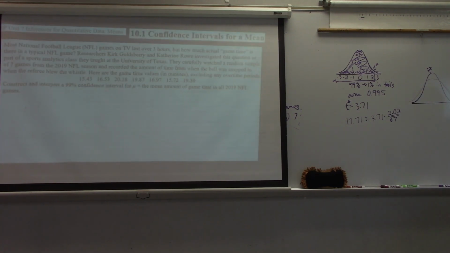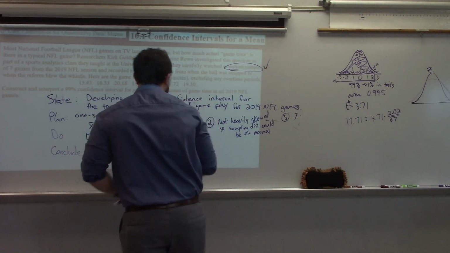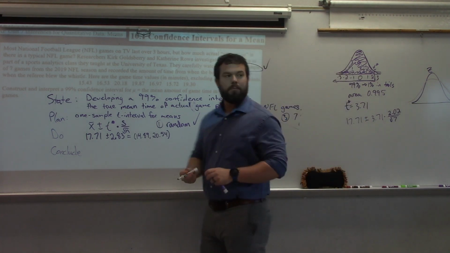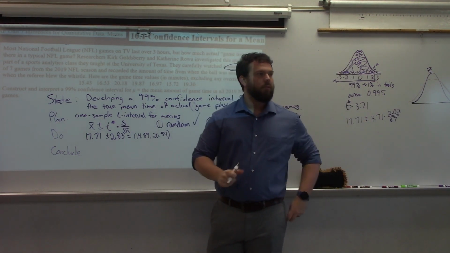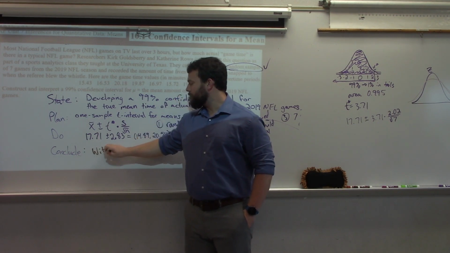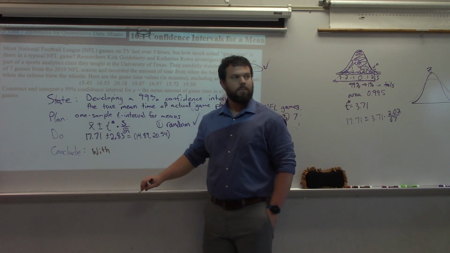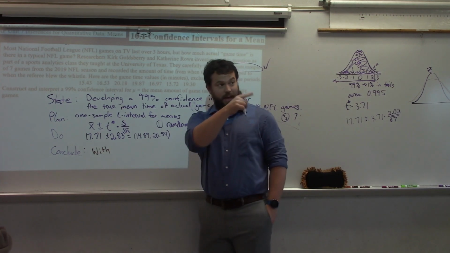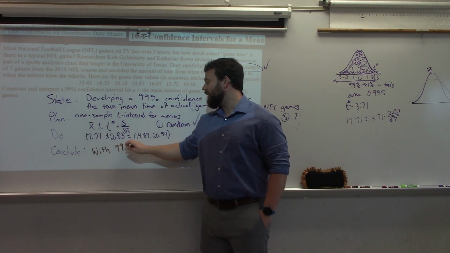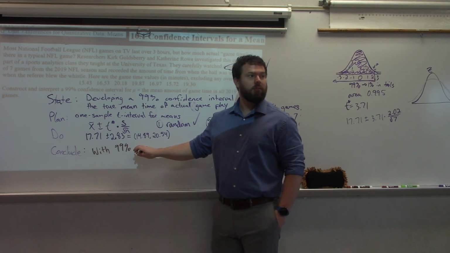So last thing, we gotta interpret. Bryson, what do we start with on the interpret piece? How do we start to conclude the interpret piece? With what? 99.5 or 99. You get where I'm going. No, you gotta know where you're going. You got the AP exam. I know how to do this. Do you? With 99%. Is it not the 0.5?